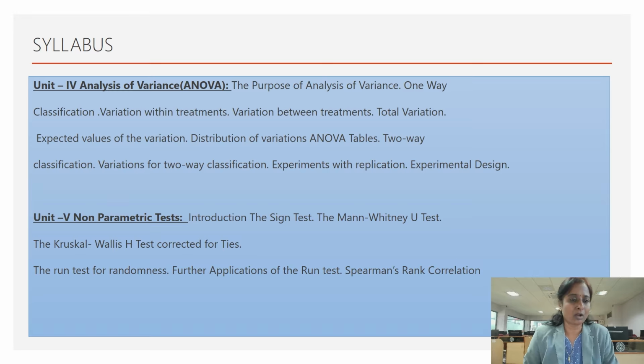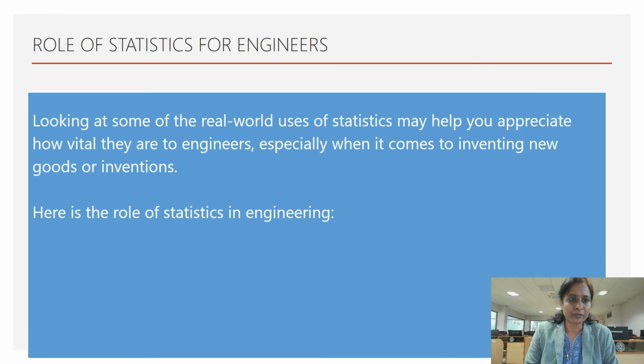Fifth unit is about non-parametric tests: introduction, the sign test, the Mann-Whitney U test, the Kruskal-Wallis H test corrected for ties, the run test for randomness, and further application of run test, Spearman's rank correlation.